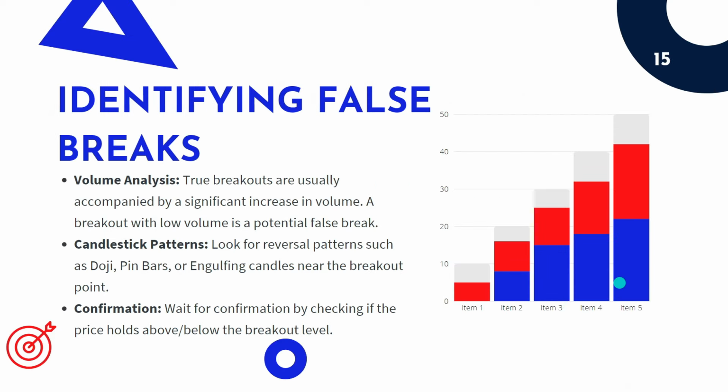So how to identify these false breaks? Well, there's volume analysis. True breakouts are usually accompanied by a significant increase in volume. A breakout with low volume is a potential false break, right? And we know that. If it has higher volume, that means there's a lot of strength. There's a lot of traders involved in this. That means that it's bullish, right?